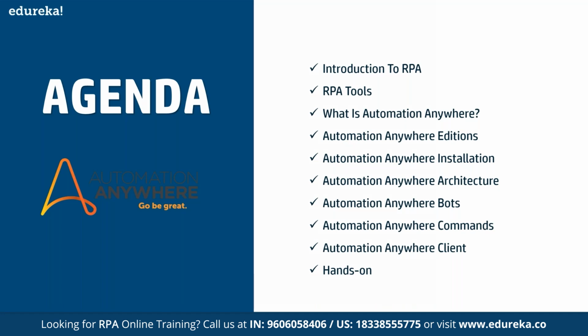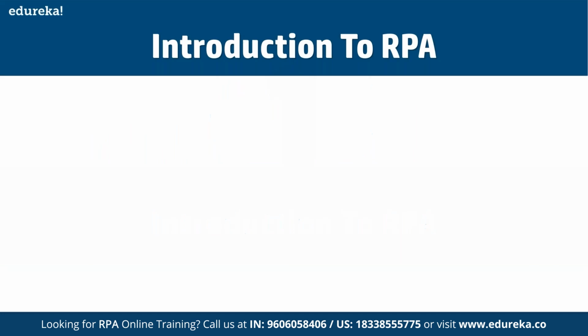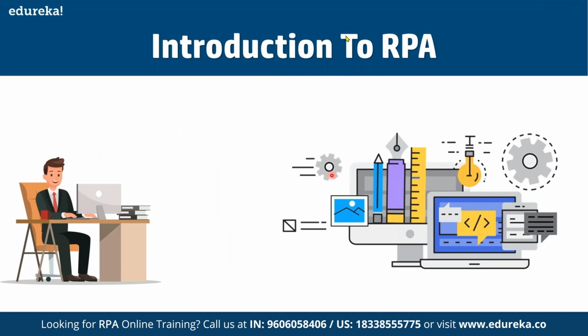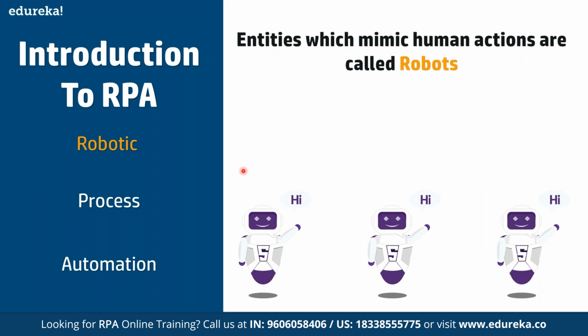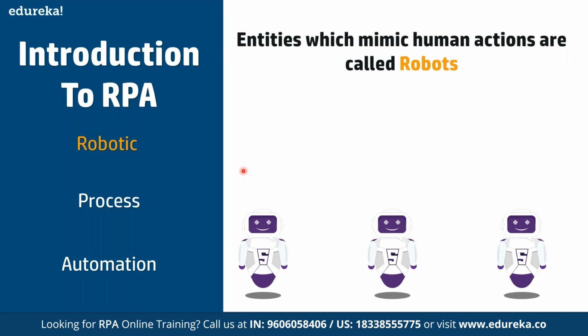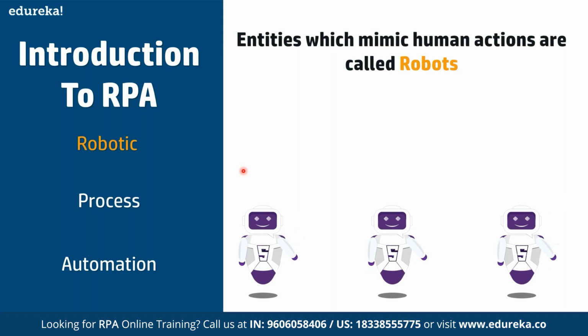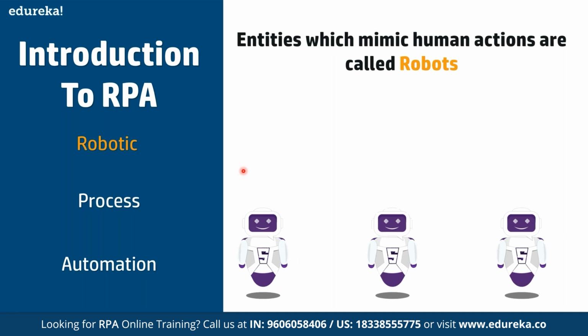All right, so let us start with the bare basic understanding of what exactly is robotic process automation. So what is RPA really? What is robotic? Robotic is any entity which is able to mimic human actions, which is what we call a robot.